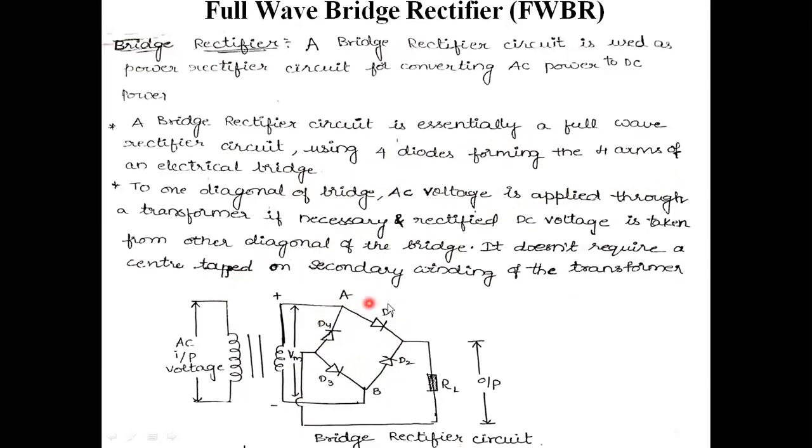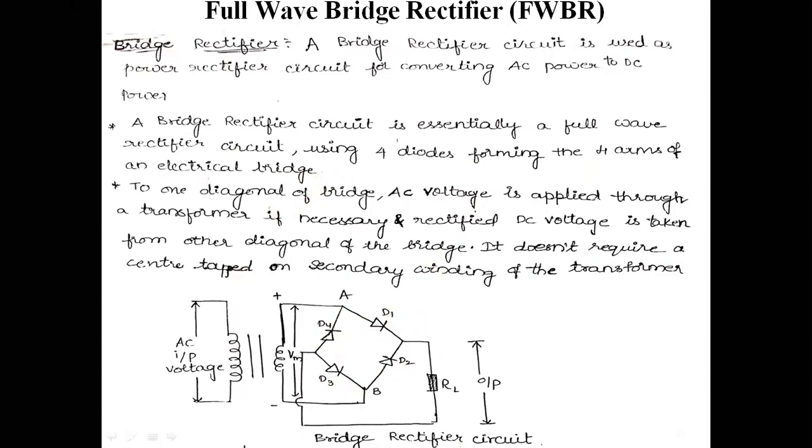You have come across the Wheatstone bridge circuit in engineering physics, or in intermediate. This acts as a bridge circuit. These four diodes act as the different arms in the bridge circuit. Here, four diodes form the four arms of the electrical bridge.